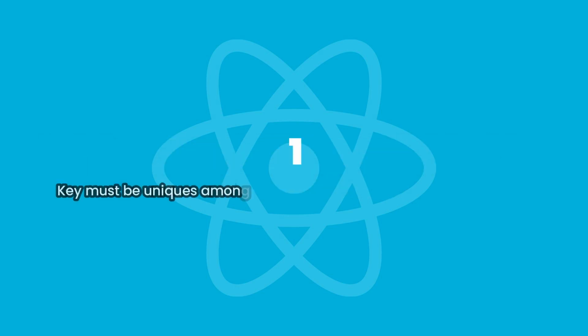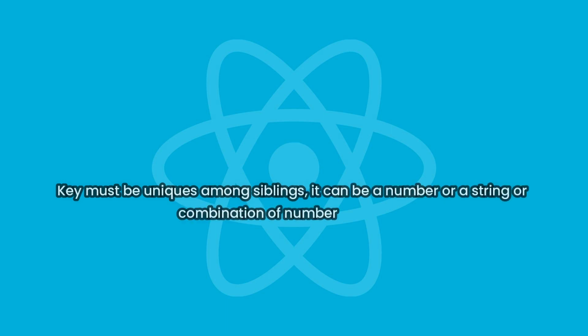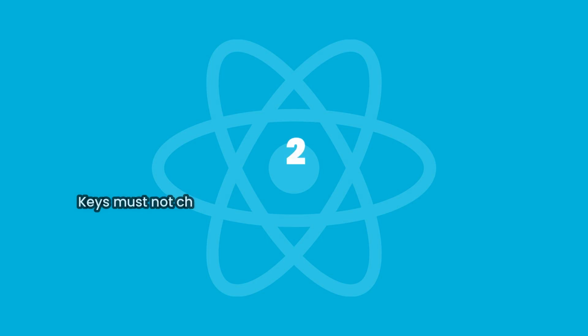Key must be unique among siblings. It can be a number or a string or a combination of number and string. Key must not change, and should not be generated while rendering.